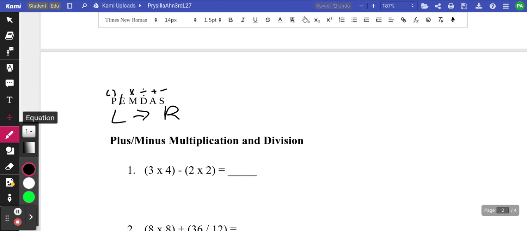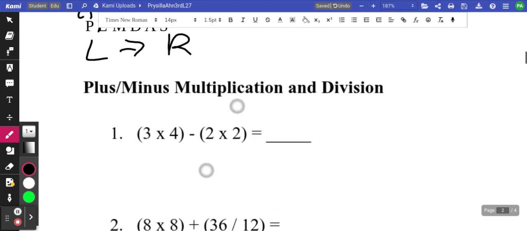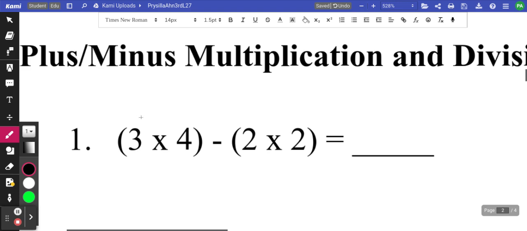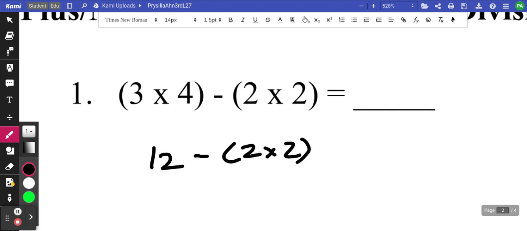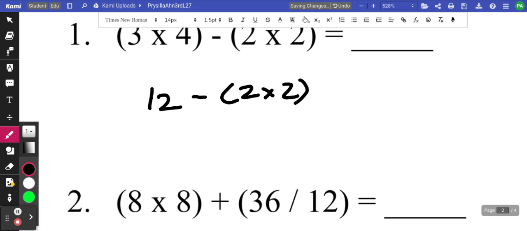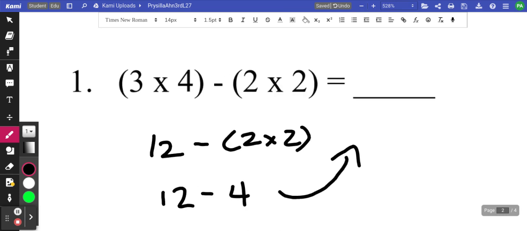So let's try number one. So we have our parentheses, and we're just going to go from left to right. So our left is 3 times 4, which is 12, and then we're going to bring down what's left, which is this parentheses, and we're going to do our parentheses again. And so 2 times 2 is 4, so it becomes 12 minus 4, and your answer is 8.